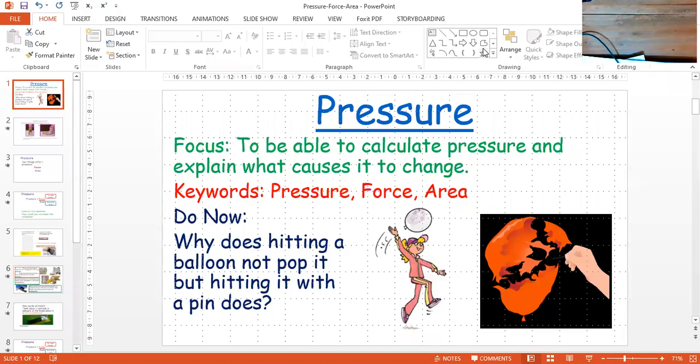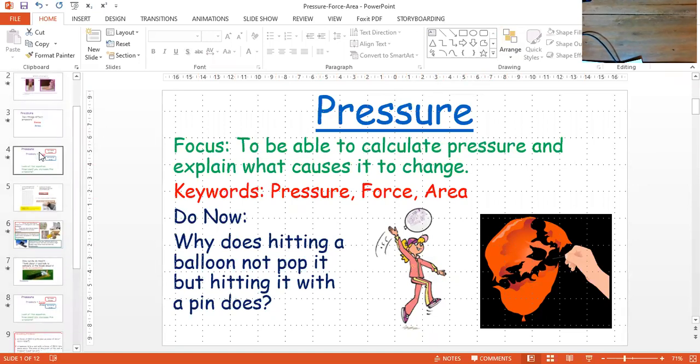Hello, Year 7s. This week you've been looking at pressure. The focus was to be able to calculate pressure and explain what causes it to change. We're just going to have a short little video about how to calculate pressure. I'm just going to go through some worked examples.